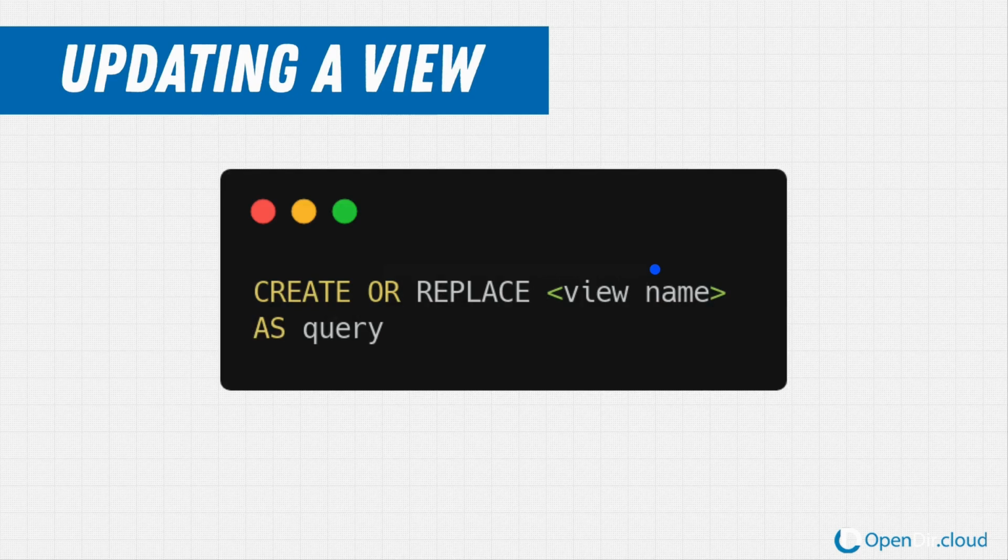We saw how to create a view, but how do I update that view if I want to tweak the query a little bit? Well, that's where we use the create or replace syntax. And we give it a view name. If the view name exists, it'll either replace the query if the query you're writing is different, or it will create a completely new one. So that's an easy way to update a view.